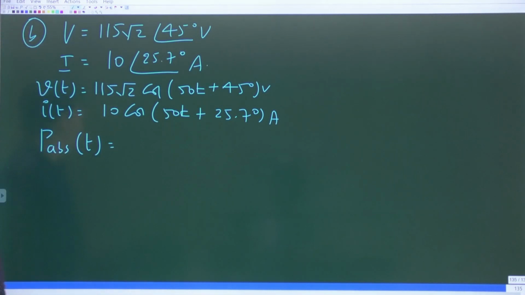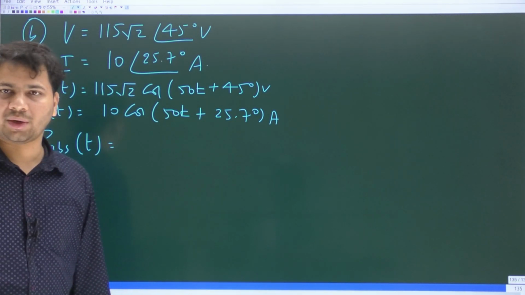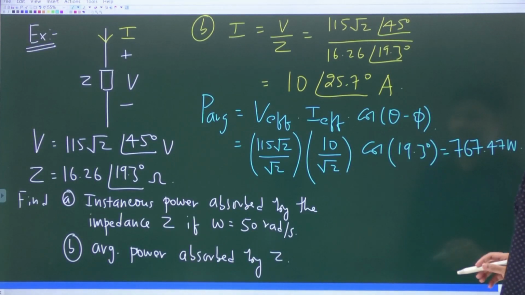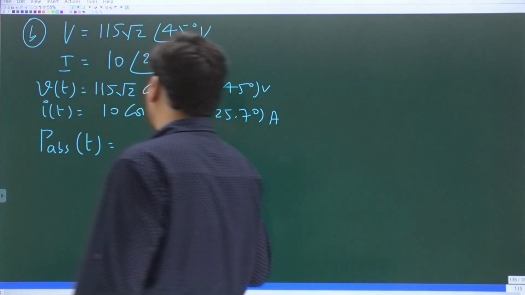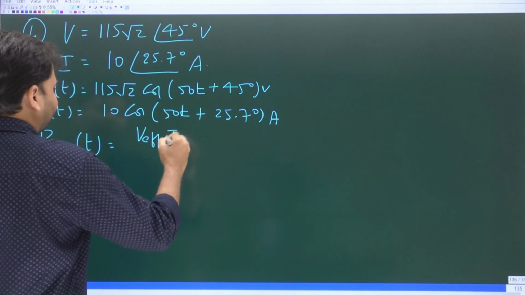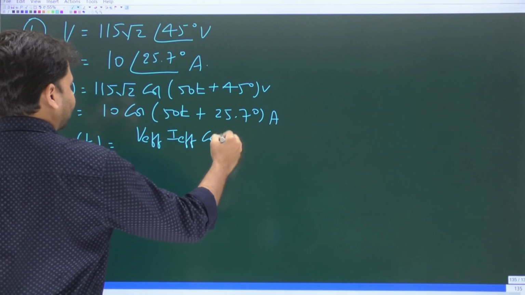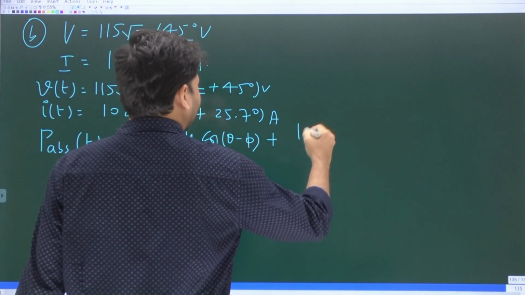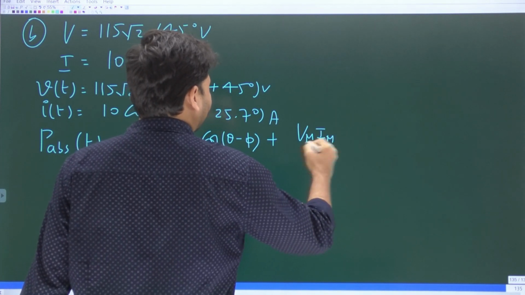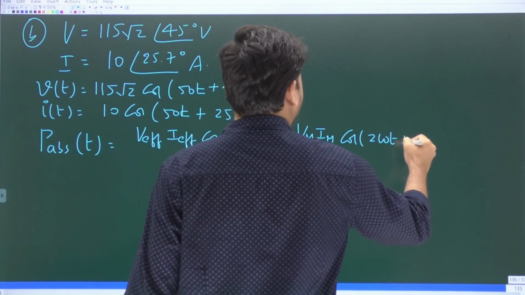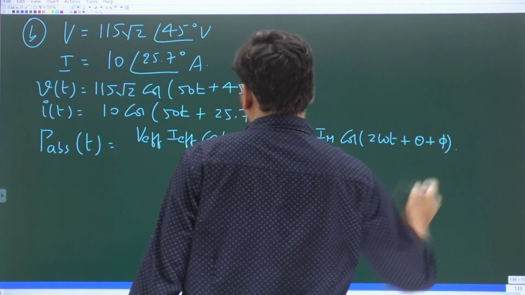I think the first term is the average value of the power absorbed, right? Already we found the average value of the power absorbed, which is 767.47. It would be V effective, I effective cos of theta minus phi plus Vm Im by 2 cos of 2 omega t plus theta plus phi.